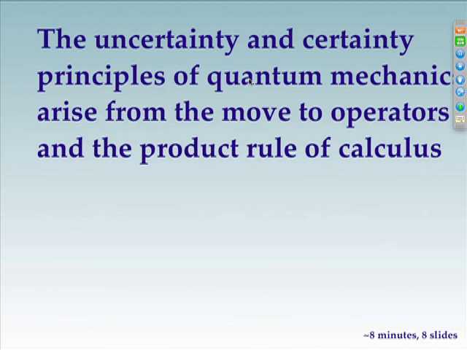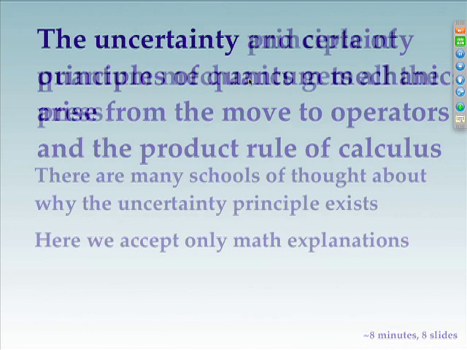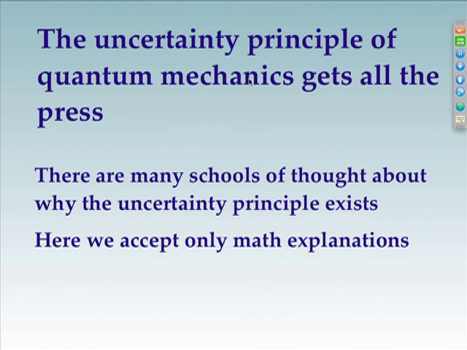This is usually not the way it's explained. I have a hard time seeing things in the standard way. It's because, you know, the uncertainty principle, that gets all the press. That's what they have books and conferences on. That's what everybody talks about, okay? And there are actually many schools of thought about why the uncertainty principle exists. But here, the way I like to operate, if I can't map it directly to an equation, I'm not happy, okay? I need my equation sort of thing, my math thing.